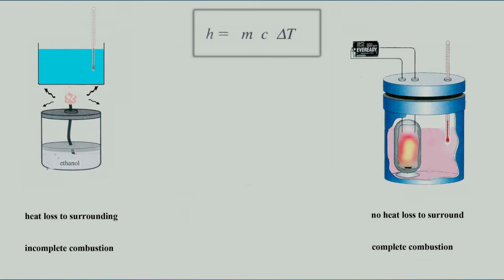If you're using a bomb calorimeter, you will solve this problem because it does not lose heat to the surroundings, and it uses pure oxygen, so it will be a complete combustion. So you will see why your experimental value will be different from the book value, because these two factors will affect the result.